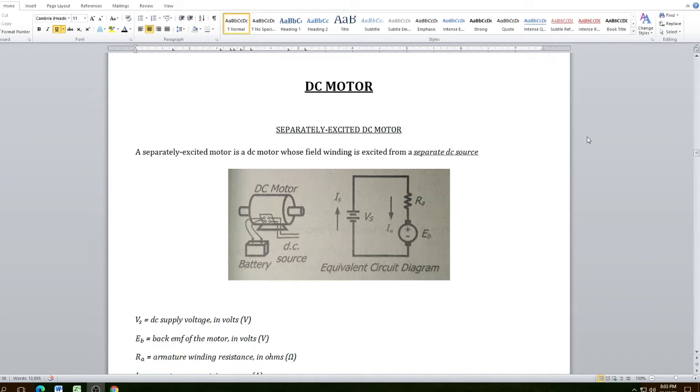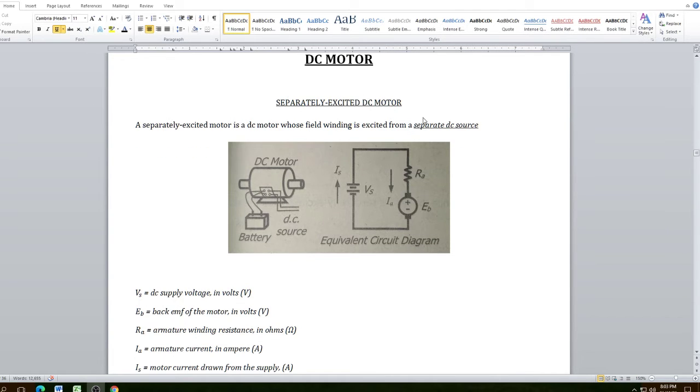But we're going to identify the types of motor in terms of field windings. We have separately excited DC motors, DC shunt motors, DC series motors, and compound motors, where we combine the series and the shunt. So we have long shunt DC motors and short shunt DC motors. But in this video I'll be discussing the separately excited DC motor.